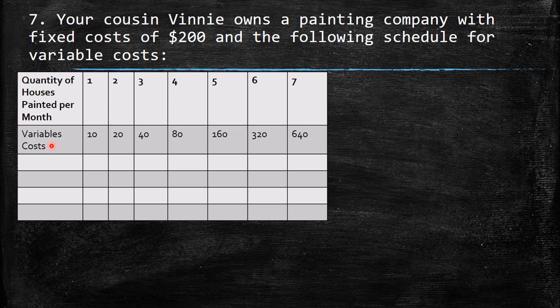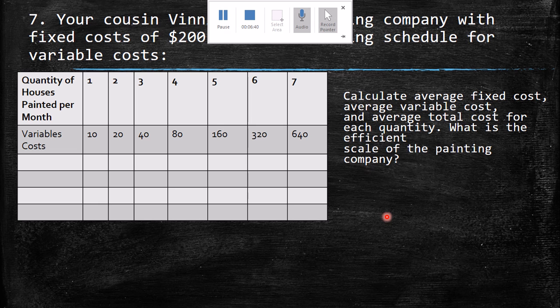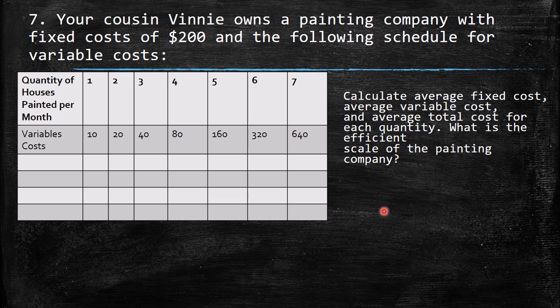This time you would say the paint, right? All the materials necessary to paint. So this one will change, because if you paint more houses, naturally you need to spend more on paint. So the question says calculate average fixed cost, average variable cost, and average total cost for each quantity. What is the efficient scale of the painting company?